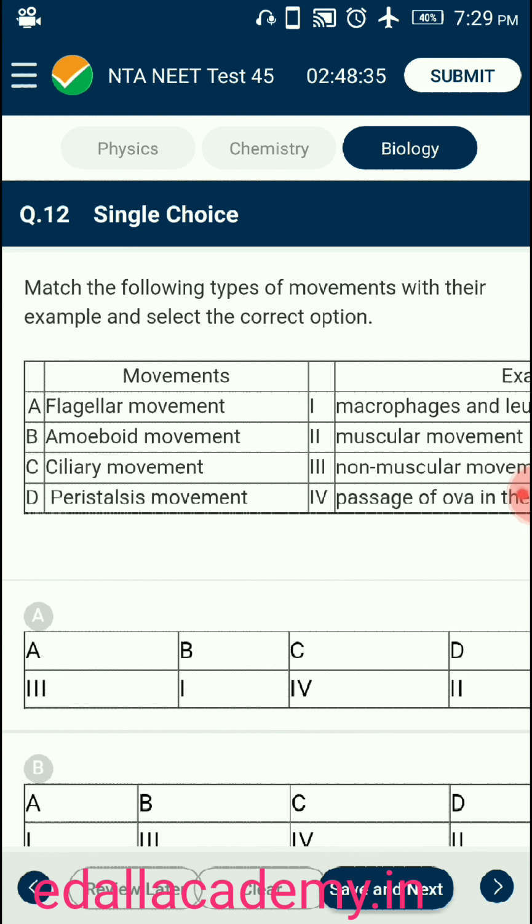Question number 12. Match the following types of movements with their examples and select the correct option. The peristaltic movement is a type of muscular movement. The amoeboid movement is the phagocytic movement of macrophages and leukocytes by the formation of pseudopodia. Ciliary movement is present in our internal tubular organs which are lined by ciliated epithelium, such as the passage of ova in the oviduct. Flagellar movement is the movement of sperms with the help of the sperm tail. So the correctly matching option is option A.